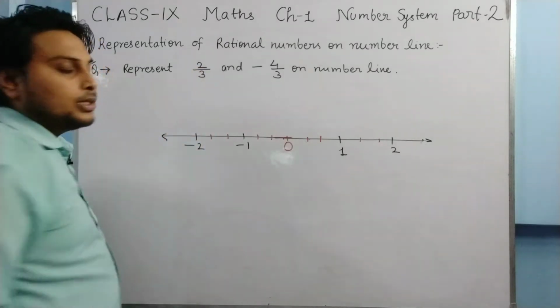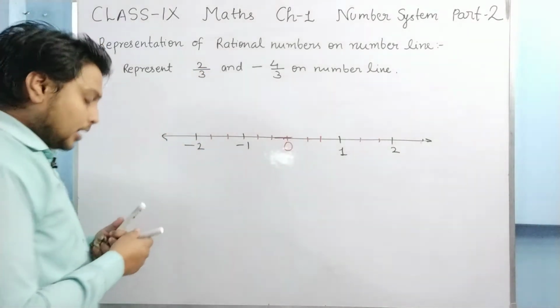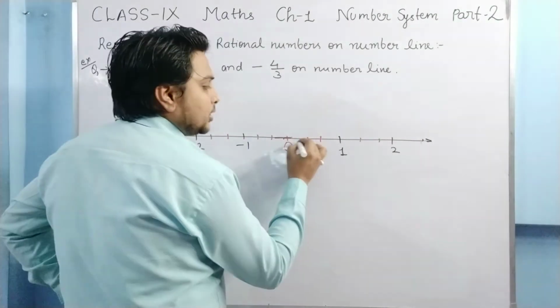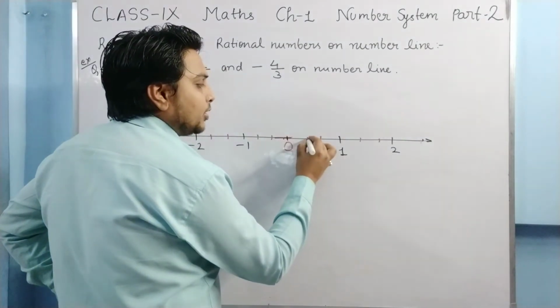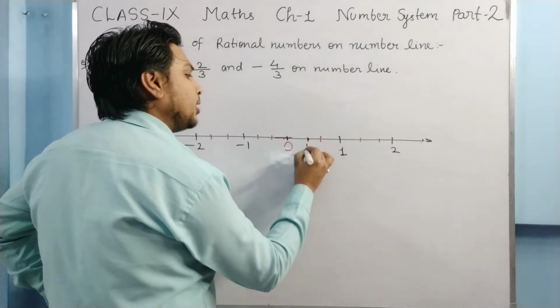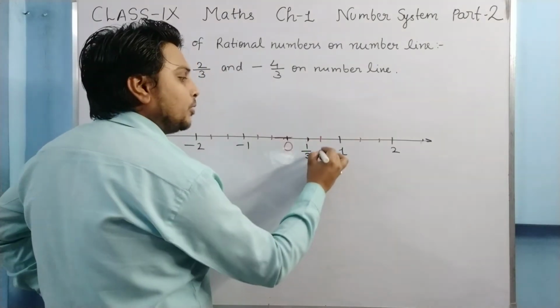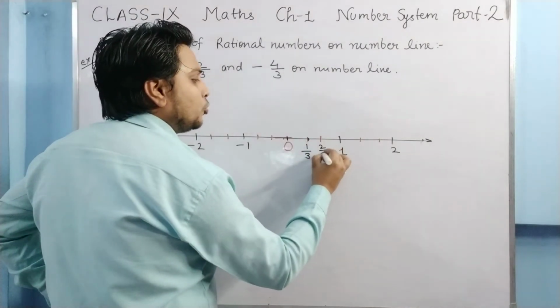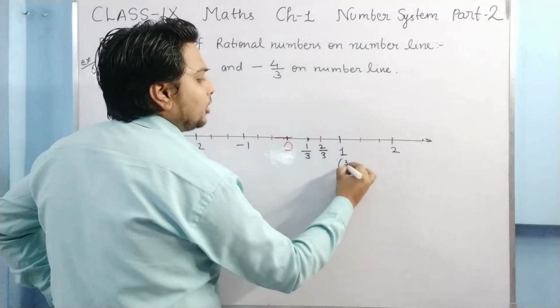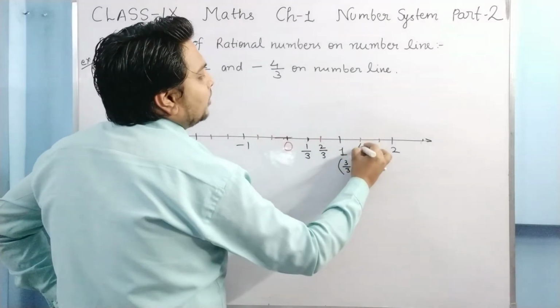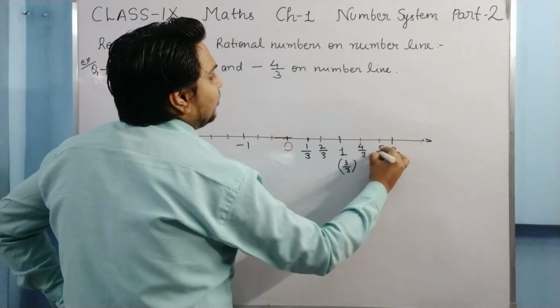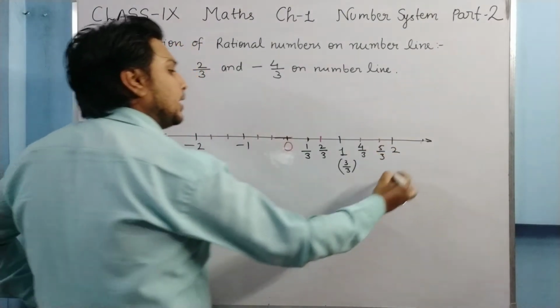Because 3 is in the denominator. Now you can see the first marked point after the 0 will be what? 1 upon 3. The second one is 2 upon 3. The third one is 3 upon 3. The fourth one is 4 upon 3. Then it is 5 upon 3. Okay, like this. And this is what?